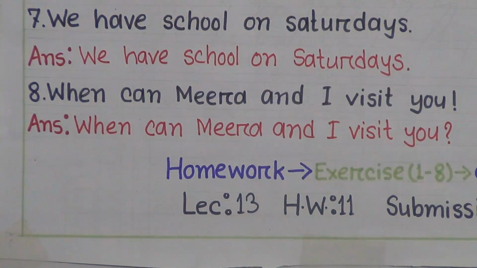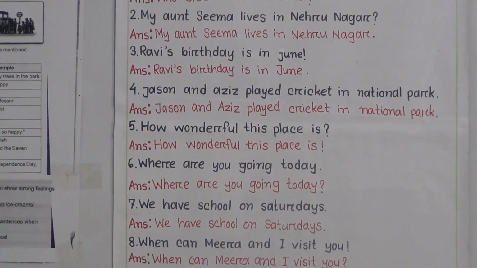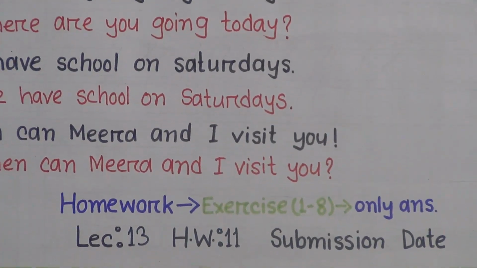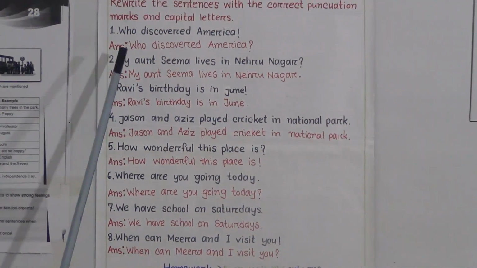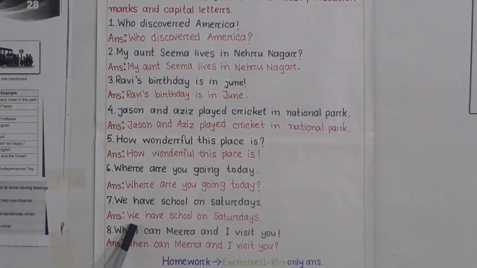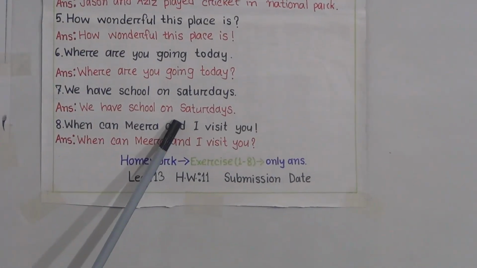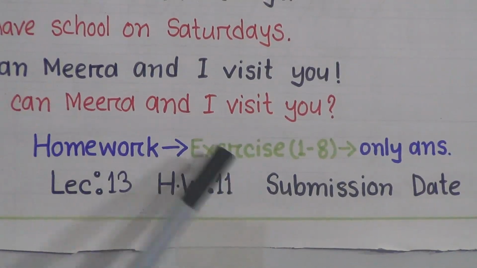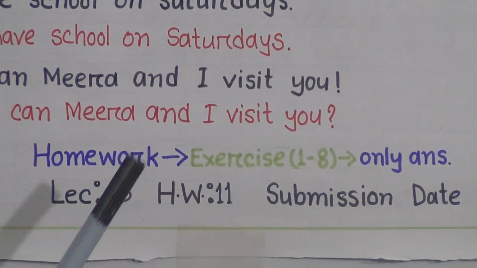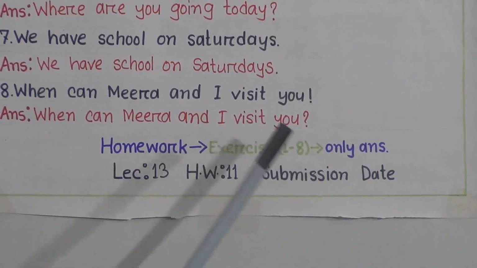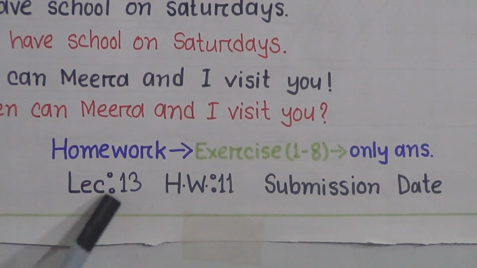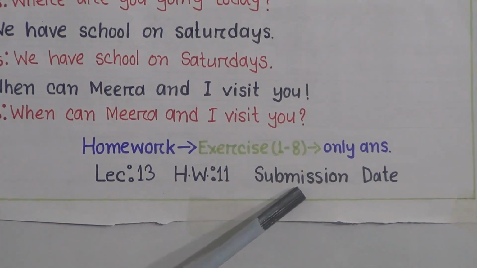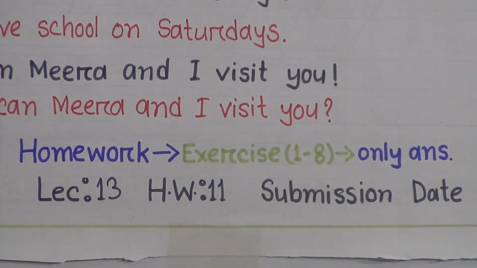So students, I hope you have understood this topic and I have given you homework. Your homework will be exercise 1 to 8. No need to copy the questions, just write the answers with proper capital letters and punctuation marks. So I'm repeating again, your homework will be exercise 1 to 8, only answers, and don't forget to write the lecture number and homework number with the submission date. Our lecture number is 13 and homework number is 11, and the submission date will be the date of Sunday, because every Sunday you have to submit your SW copies.